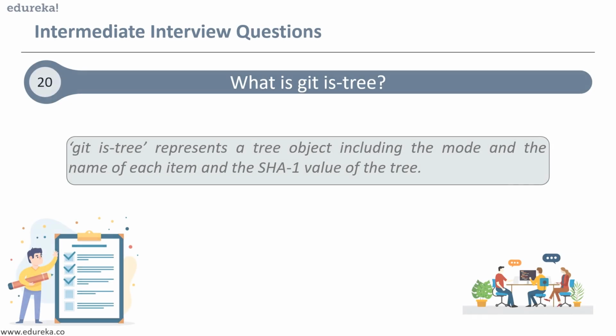The next question is, what is Git ls-tree? Git ls-tree represents a tree object including the mode and the name of each item and the SHA-1 value of the blob or the tree.